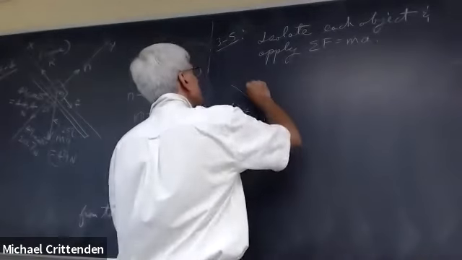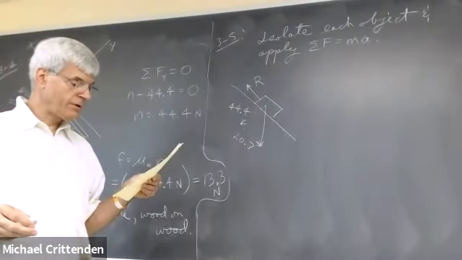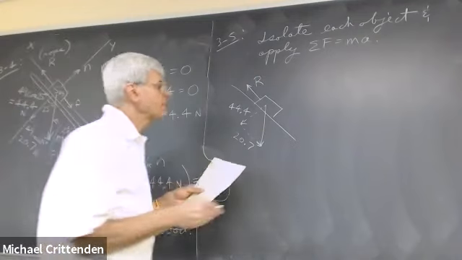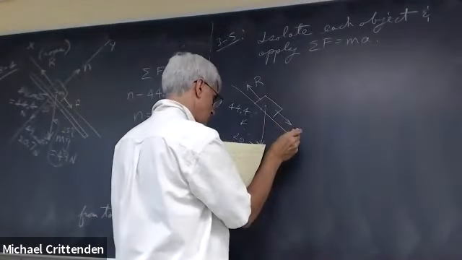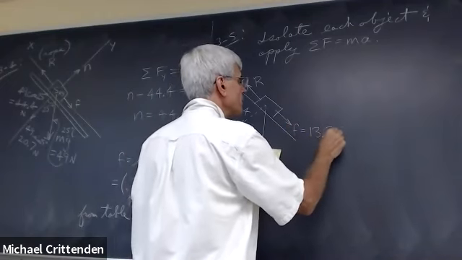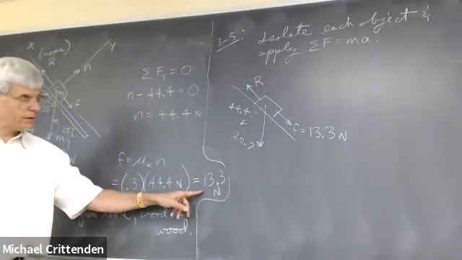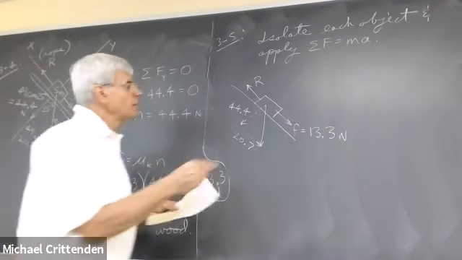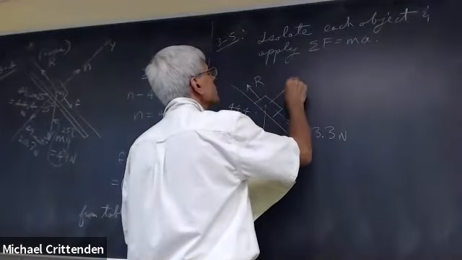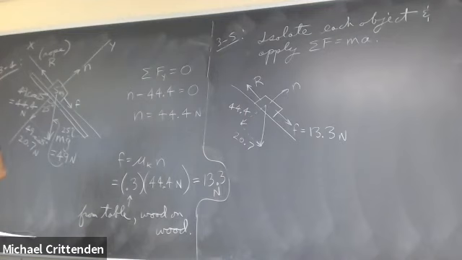We've got R for rope, or T for tension, or whatever your favorite letter is for that. We determined that friction is 13.3 newtons. Okay, figured that out here. And we also know that the normal force is 44.4, but actually I'm not going to use that for anything, so I didn't bother to label it. And this is a 5 kilogram object.